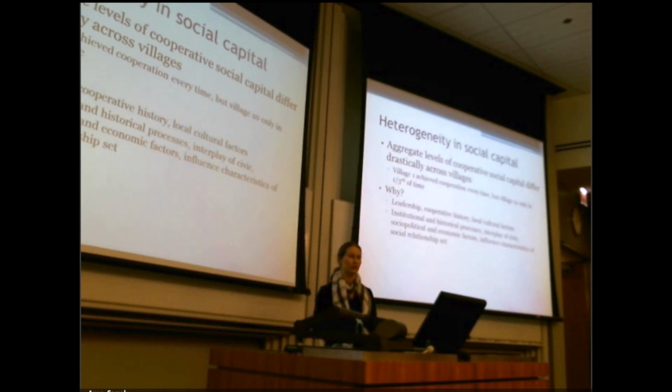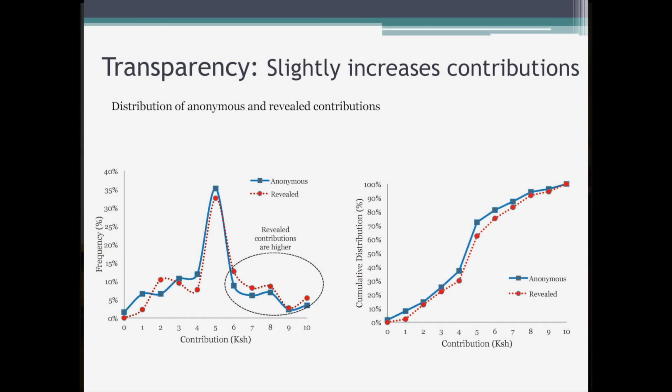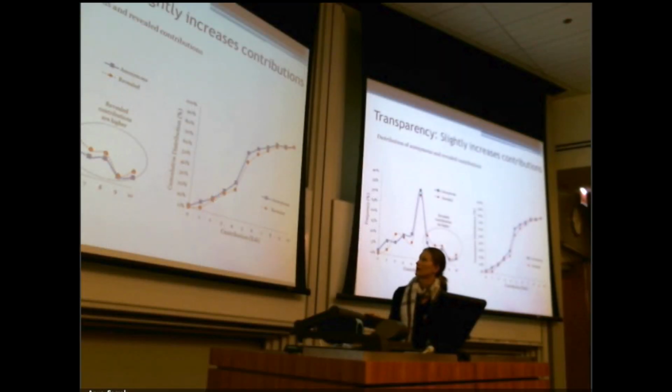So village number 10 had really bad cooperation. And then, of course, like I said before, leadership issues, cooperative history. I mean, some of these villages were having feuds over land. So later on, we got qualitative data on what was happening in these villages that made them not very cooperative. Now here, I show you results from the revealed contributions and the anonymous contributions. We see on average, revealed contributions are a little bit higher.